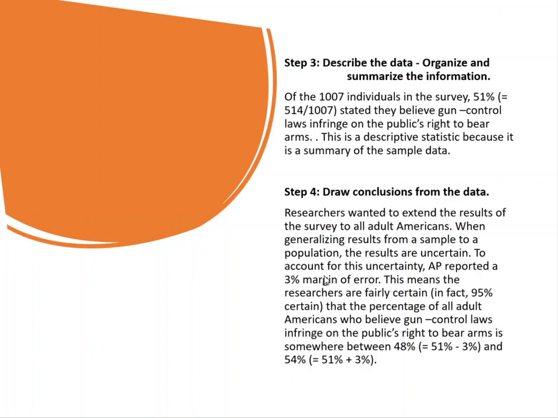Our margin of error gives us the wiggle room to say that when I repeat this multiple different times, I could get anywhere between 48% saying that they believe it infringes on their rights, all the way up to 54%. And the 95% certainty is a value that we will assign towards the end of the semester. So that's how we go about showing the process of statistics, and this is what it looks like in this example on gun control.